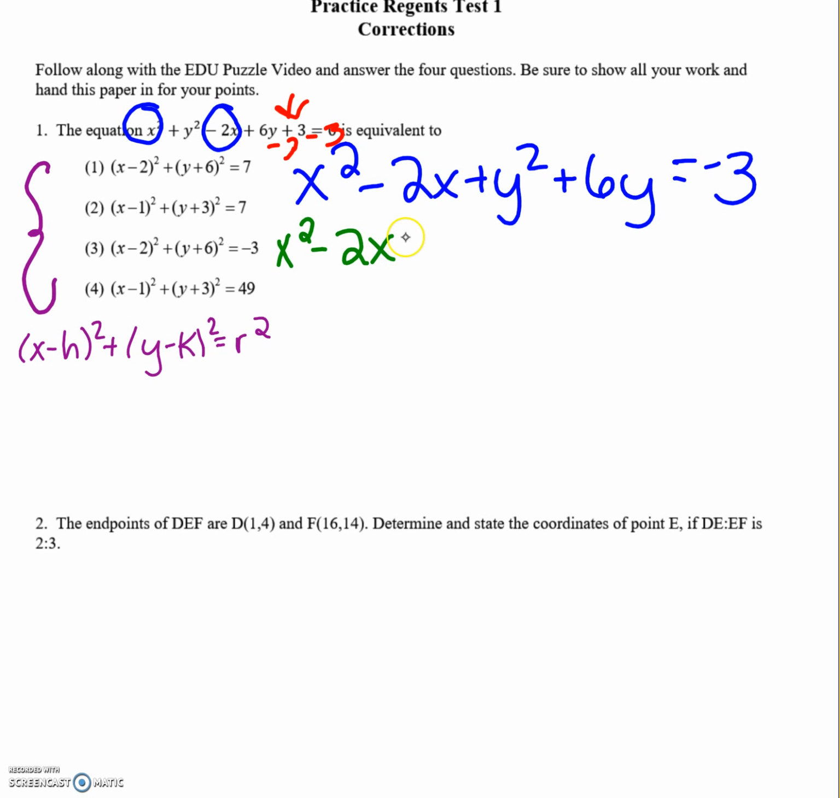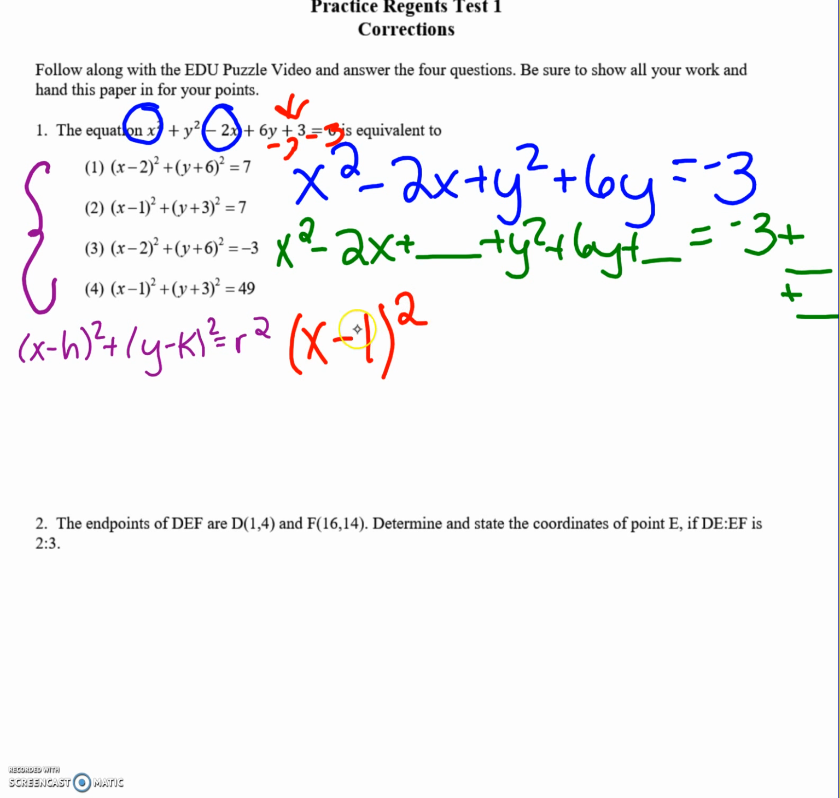X squared minus 2x, I'm going to need a third term, plus y squared plus 6y, I need a third term, equals my negative 3. And since I added 2 blanks on the left, I have to add 2 blanks on the right. Okay, so to get a perfect square trinomial, I'm going to take my x, bring down my minus sign, and half of 2, which is 1, and I'm going to square it. So half of 2 is 1, 1 squared is 1.